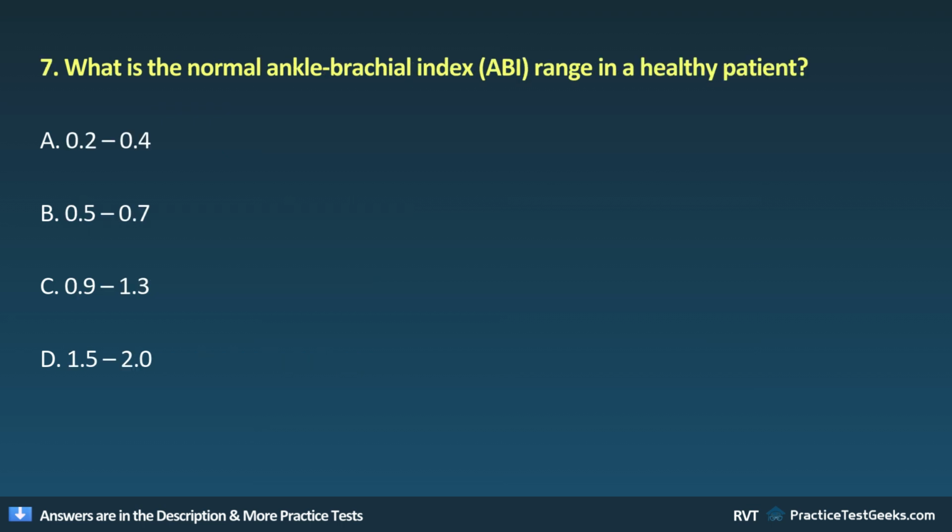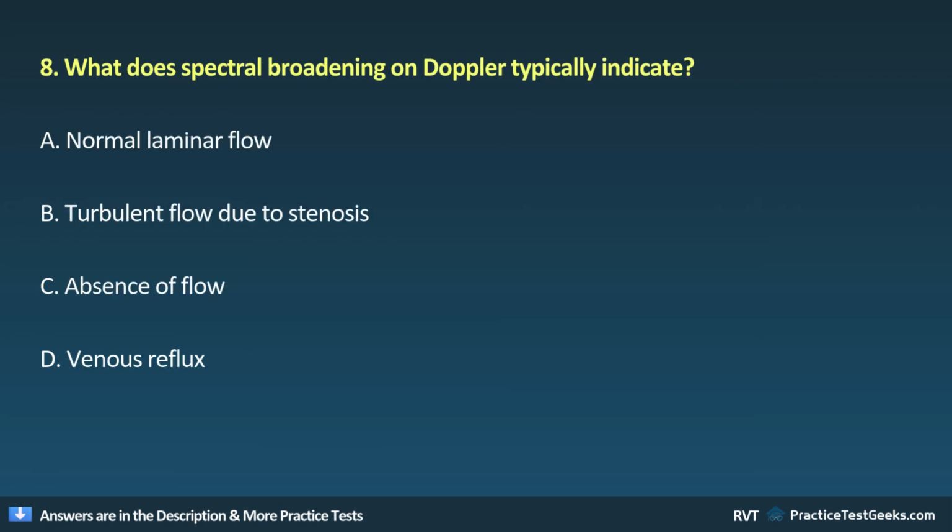7. What is the normal ankle brachial index (ABI) range in a healthy patient? A. 0.2 to 0.4. B. 0.5 to 0.7. C. 0.9 to 1.3. D. 1.5 to 2.0.